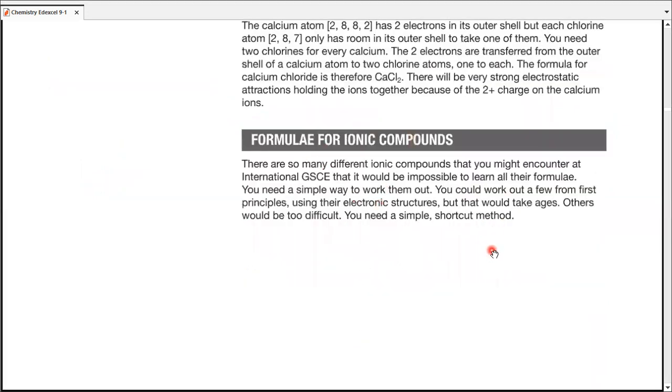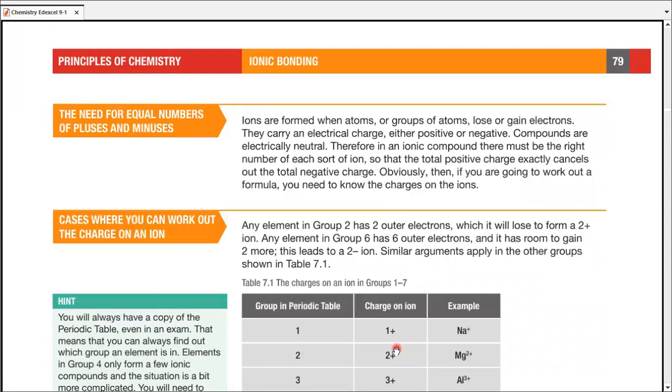Formula for ionic compounds. There are so many different ionic compounds that you're going to encounter that it's impossible to learn all their formulae. So we need a simple way to work out what their formulae are going to be. We need a very simple shortcut method, and that's what we're going to learn on the next page.